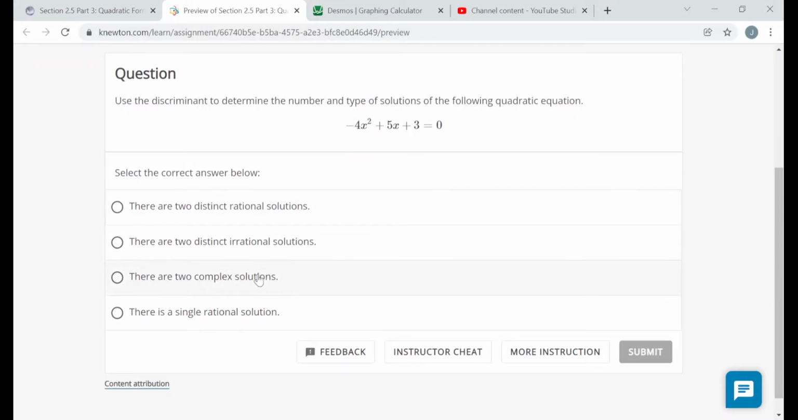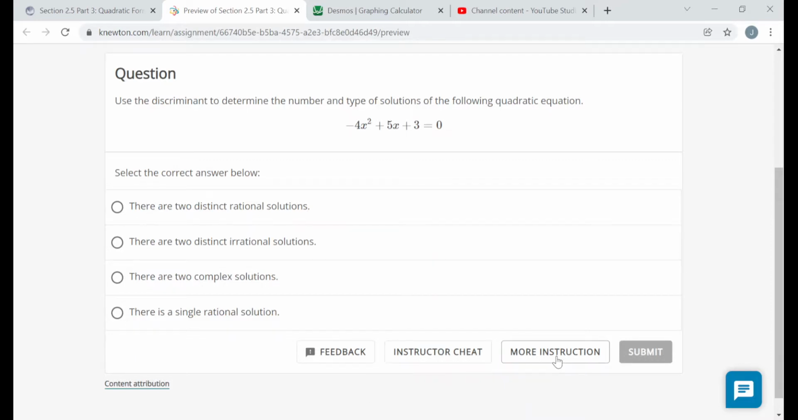And at the bottom of every question, there should be a feedback button where you can send feedback to Knewton if you're seeing any issues with the question or the answer. You will not have an instructor cheat button. That's for instructors only.